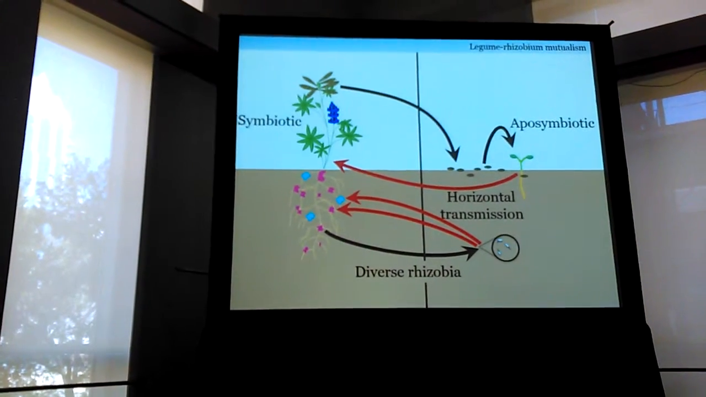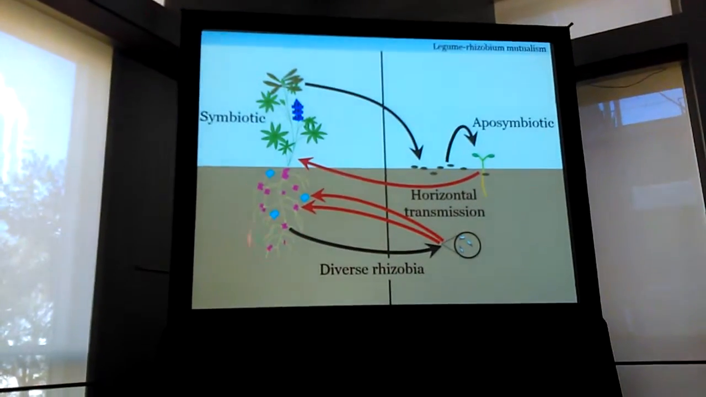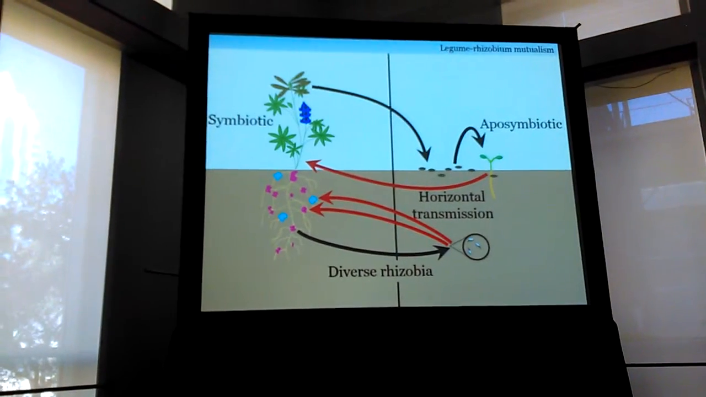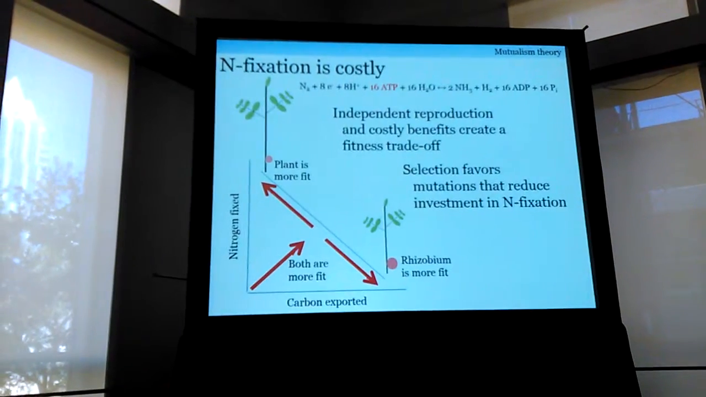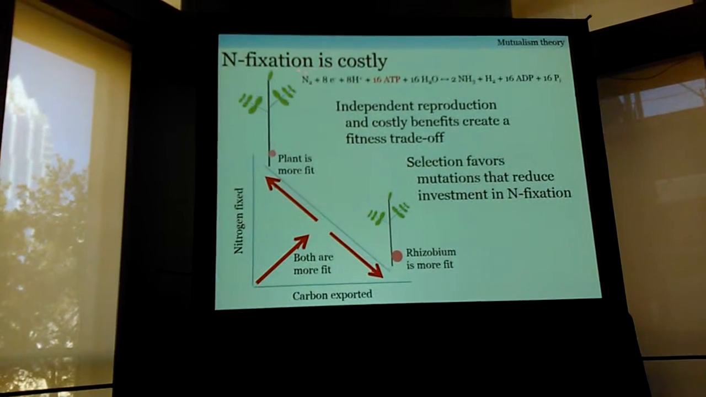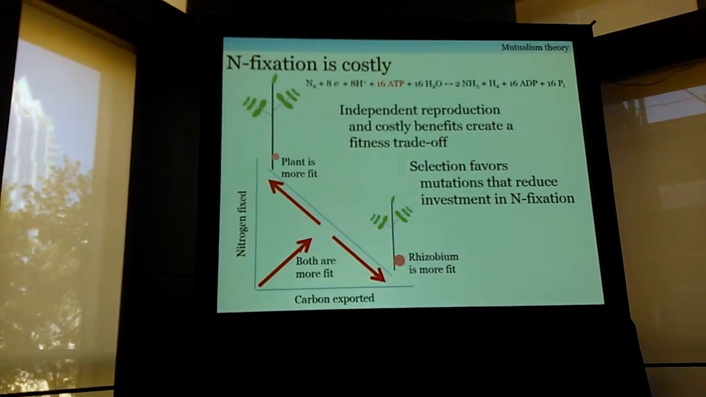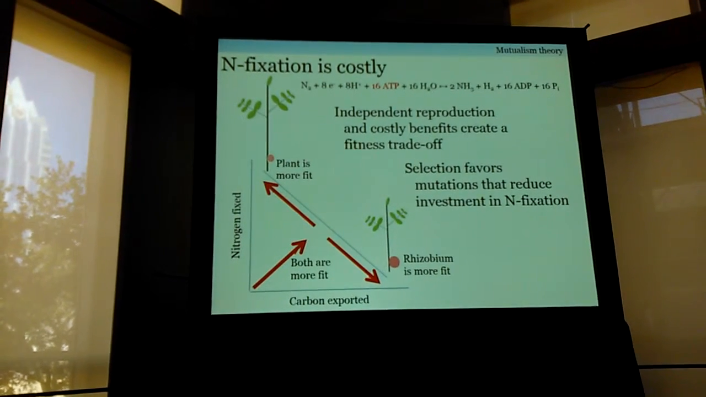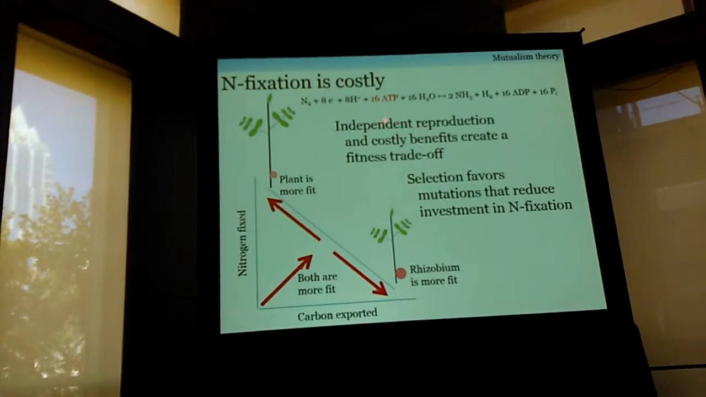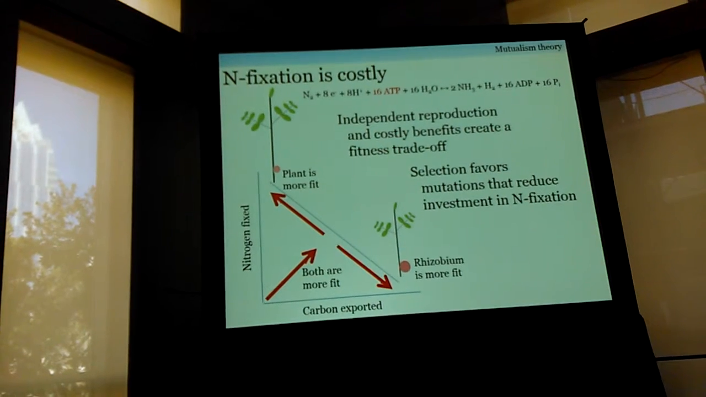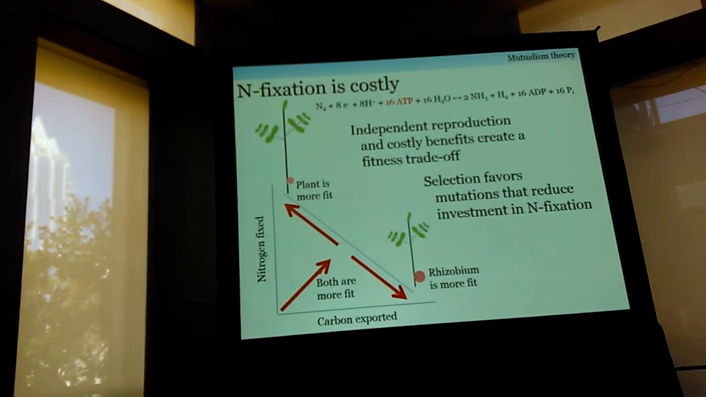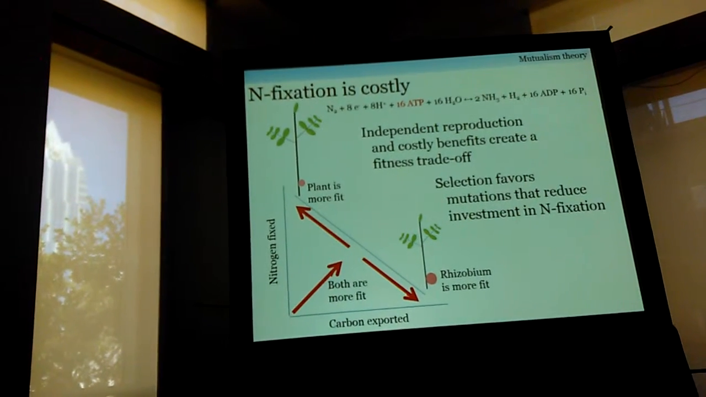So another aspect of this system that's important to know is that multiple rhizobia of very diverse genotypes can end up in different nodules and sometimes even within the same nodule. So the fact that there's this independent reproduction is really important. And then the other thing to know about this mutualism is that this dinitrogen molecule, the 2 atoms of nitrogen, are linked by 3 carbon bonds, which means that breaking that carbon bond in the fixation reaction is very expensive. And so we have a system where there are very costly benefits provided and independent reproduction, and that can create a fitness trade-off in which selection is favoring mutations that reduce investment in nitrogen fixation.